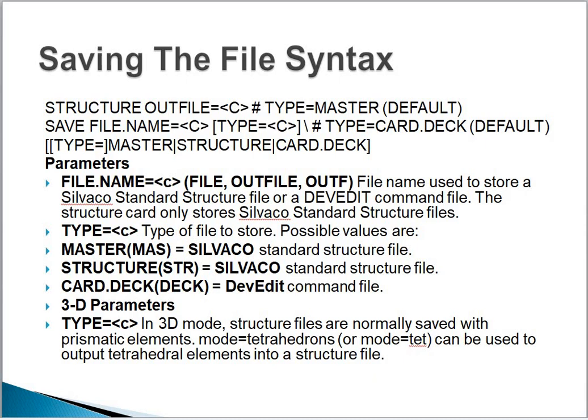File name is used to store a Silvaco standard structure file or a DevEdit command file. The structure card only stores Silvaco standard files. Type of the file to store. Possible values are master, structure, card.dec. Master is the Silvaco standard file. .str also shows the Silvaco standard structure file. Card.dec shows the DevEdit command file. 3D parameter, type 3D mode.